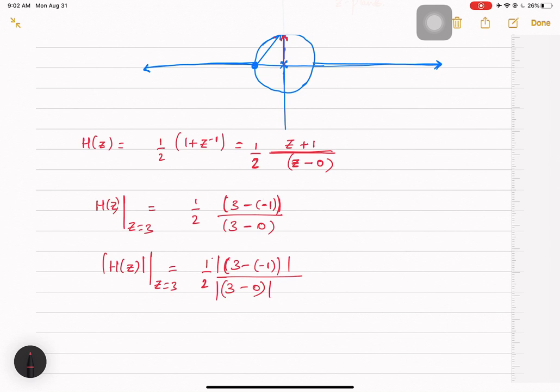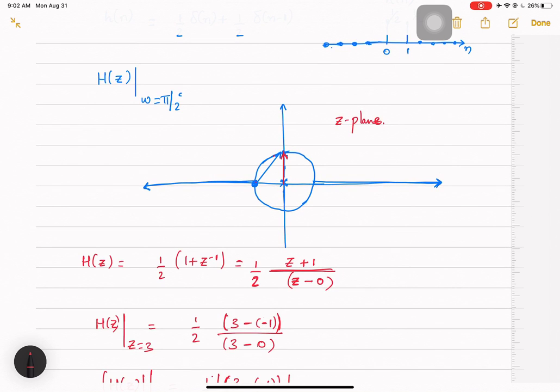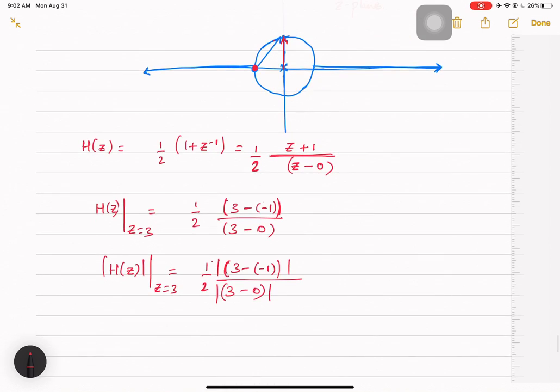Okay, so you can see that the numerator part is nothing but the vector that is drawn from the zero, right? So the initial point is here, the initial point is given by the second quantity. Okay, so how do you draw a vector? If you have a vector from point A to point B, right, you'll say that this is a vector b minus a.